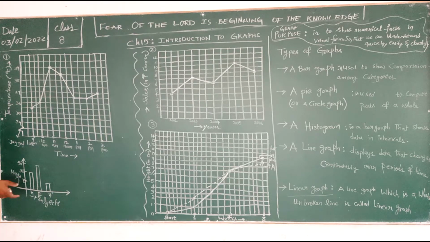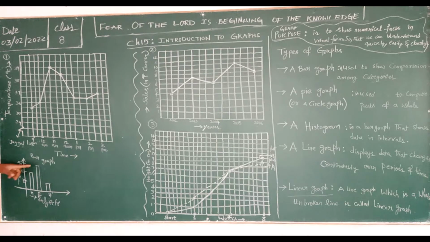Okay, so a student scored 30 marks in math, 50 marks in English, and 15 marks in Hindi. Like this, when data is represented in the form of rectangular bars, that is called a bar graph. Which graph? Bar graph. So a bar graph is formed with what? Rectangular bars.